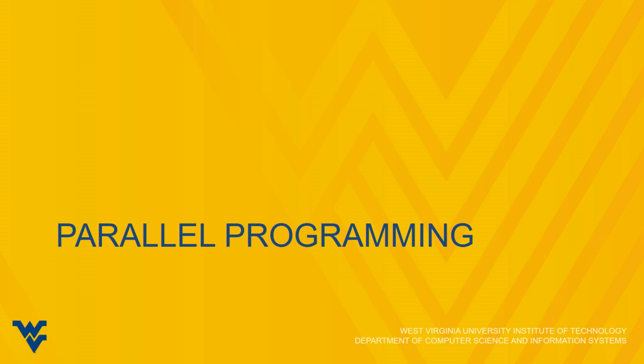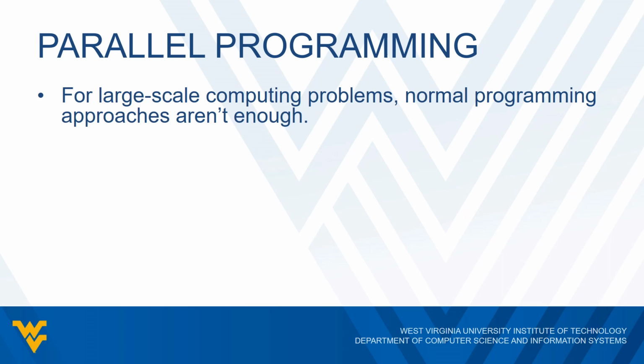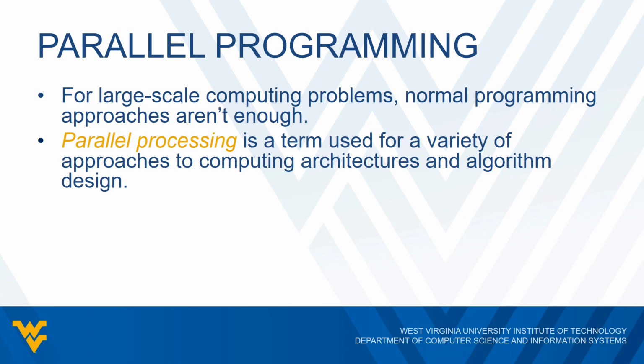We'll now take a look at parallel programming. We've discussed before how the complex scientific problems of the 21st century are testing the limits of the von Neumann architecture for sequential processing. So what we're saying here is, these large-scale computing problems are becoming too large for normal programming approaches to handle. We can't use the normal approaches that we're accustomed to. So this is where parallel processing comes into play.